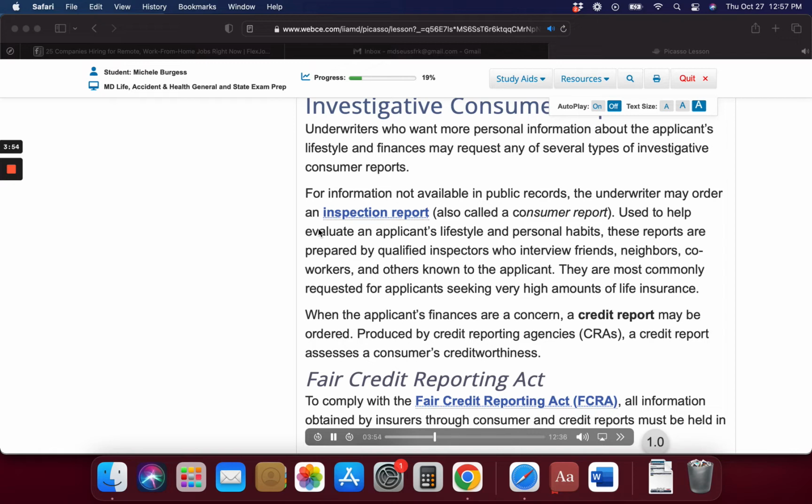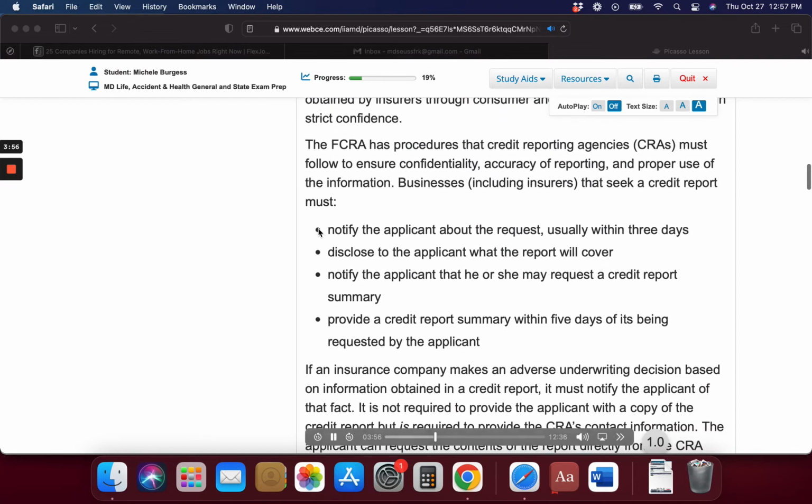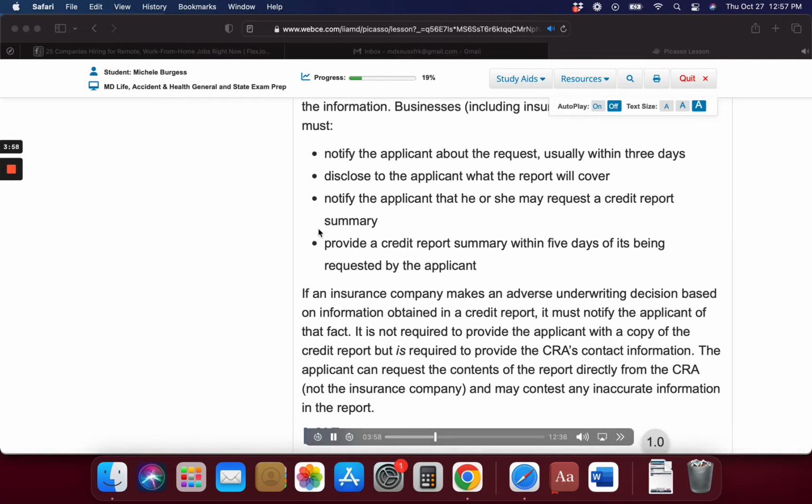notify the applicant about the request, usually within 3 days. Disclose to the applicant what the report will cover. Notify the applicant that he or she may request a credit report summary. Provide a credit report summary within 5 days of its being requested by the applicant.